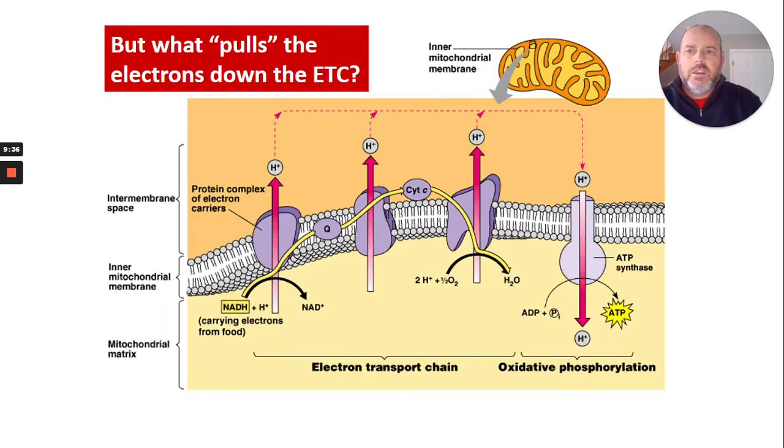Okay, so what pulls those electrons down the ETC? I kind of already tipped you off on that one. So oxygen. Oxygen is the biggest electron acceptor in biology. It may not be true for chemistry, but as far as biological systems are concerned, oxygen, if you think about where oxygen is on the periodic table, what's its number? Its number's 8.